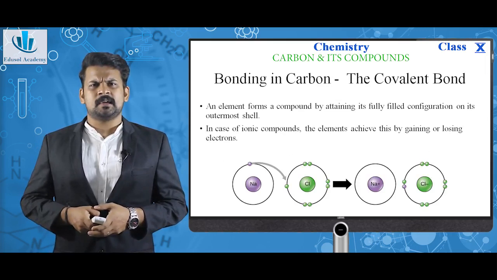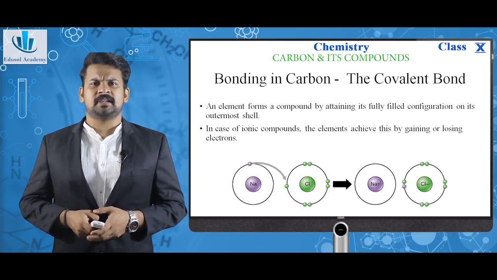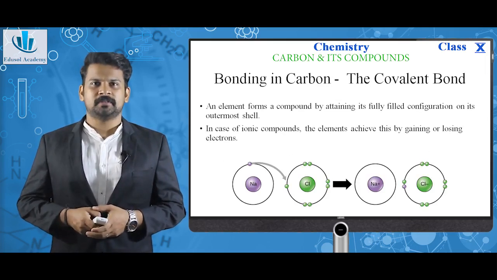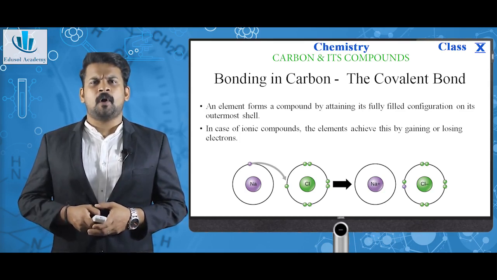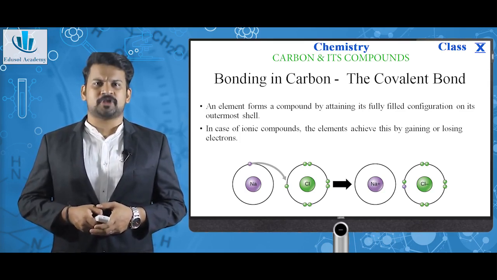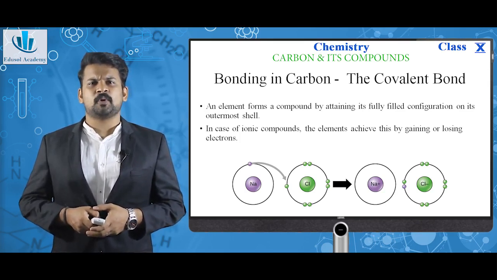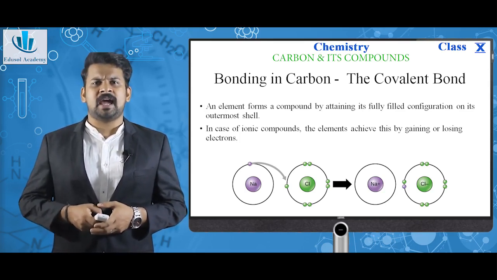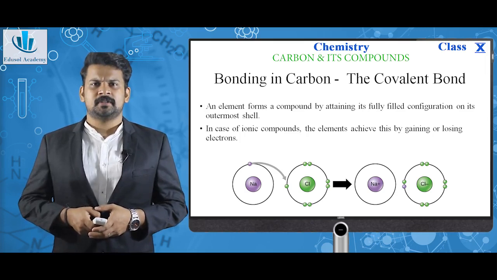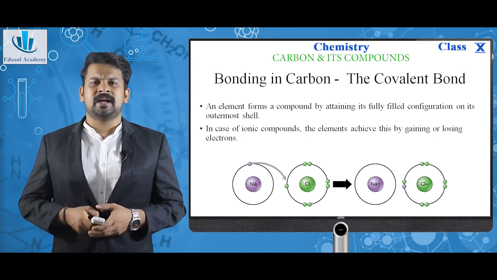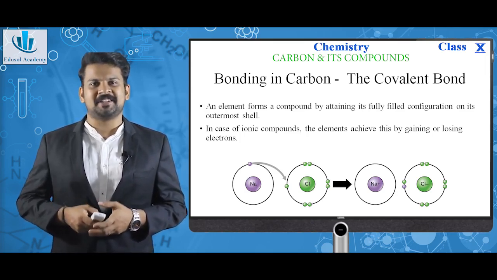Next, let's see how the bonding takes place in carbon, the covalent bond. An element forms a compound by attaining a fully filled configuration on its outermost shell. This is the particular category which every atom of an element takes. That is a tendency, or the reactivity, of the particular element.